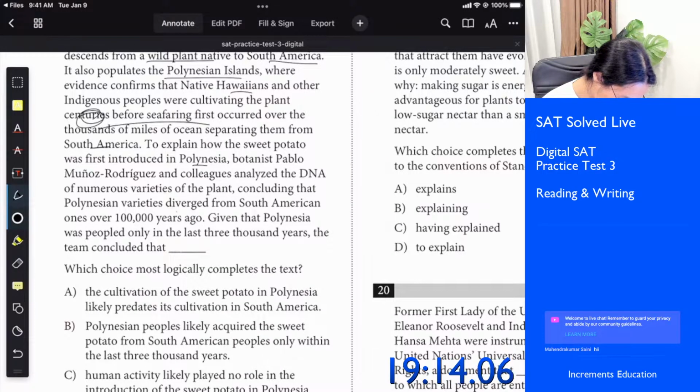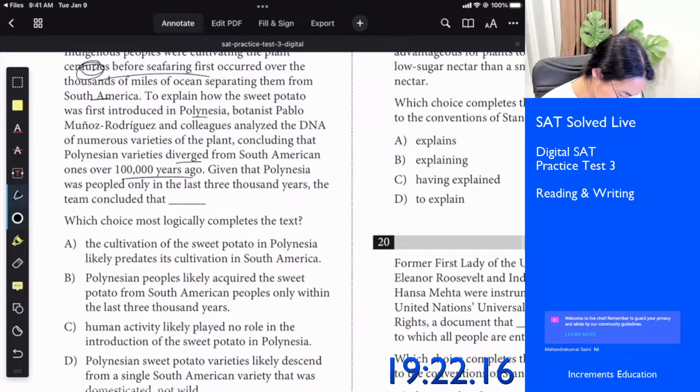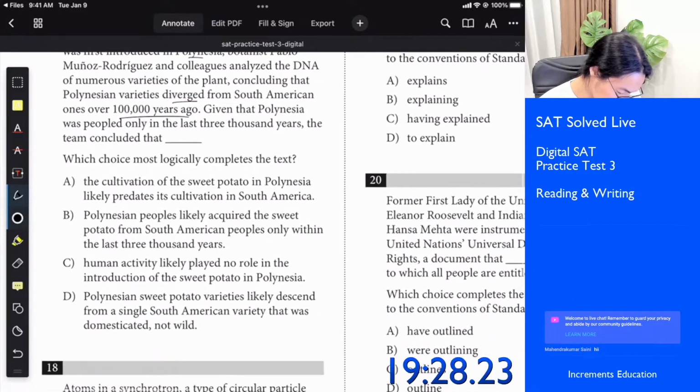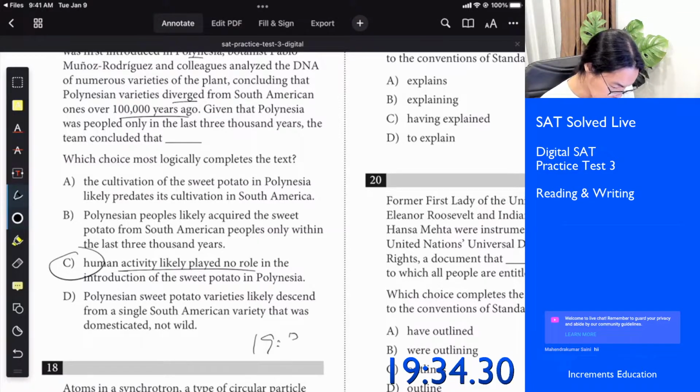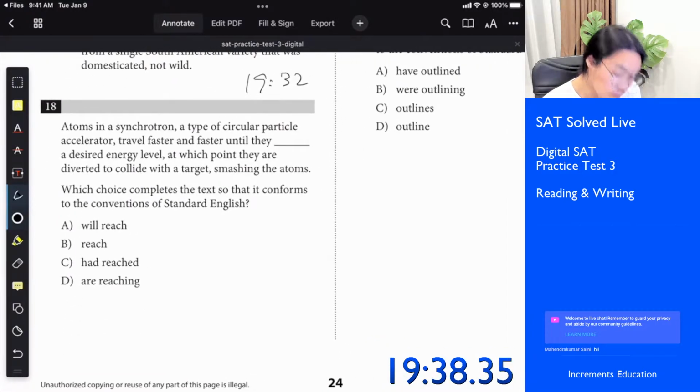Concluding that they diverged over 100,000 years ago. Many last three. So they didn't bring it over. So they definitely didn't bring it over. Yeah. 1932. All right.